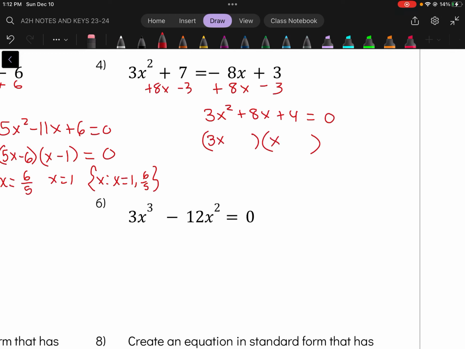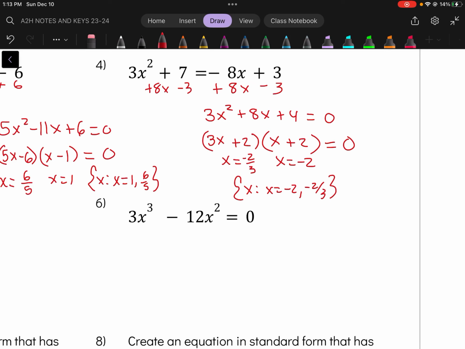3x and x, the only things that can go there. And I also just get a plus 2 and a plus 2, right, to make my 8x. Again, any way you do that is fine with me. X equals negative 2/3, x equals negative 2. Make that equation true, right? So you're left with x equals negative 2 and negative 2/3.